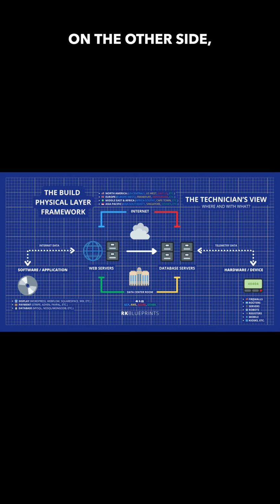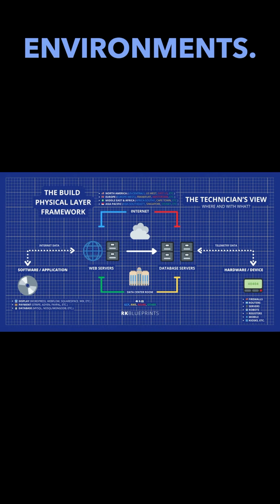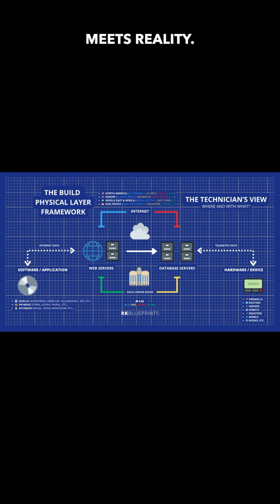On the other side, we have hardware and devices: kiosks, registers, robots, mobile devices. They generate telemetry data, feeding real-world signals back into the system. So, physical architecture is about making logical decisions executable. It's not theory. It's cables, servers, regions, and environments. This is where architecture meets reality.